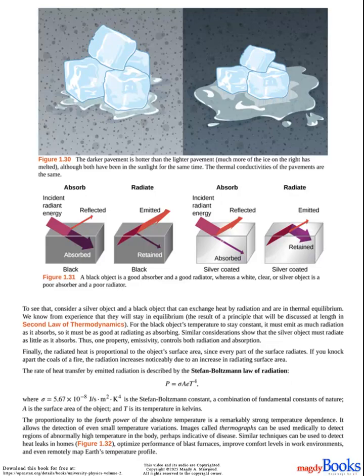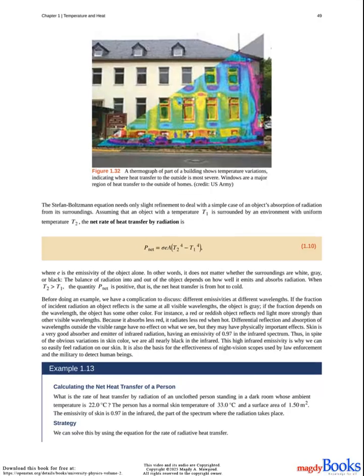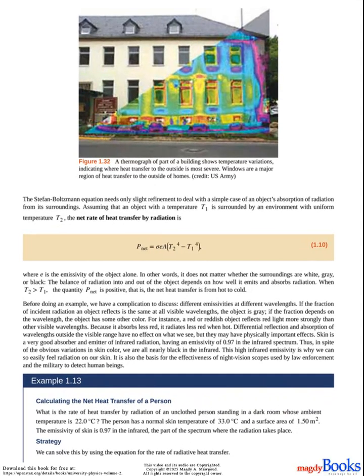optimize performance of blast furnaces, improve comfort levels in work environments, and even remotely map Earth's temperature profile. Figure 1.32. A thermograph of part of a building shows temperature variations, indicating where heat transfer to the outside is most severe. Windows are a major region of heat transfer to the outside of homes. Credit: U.S. Army.